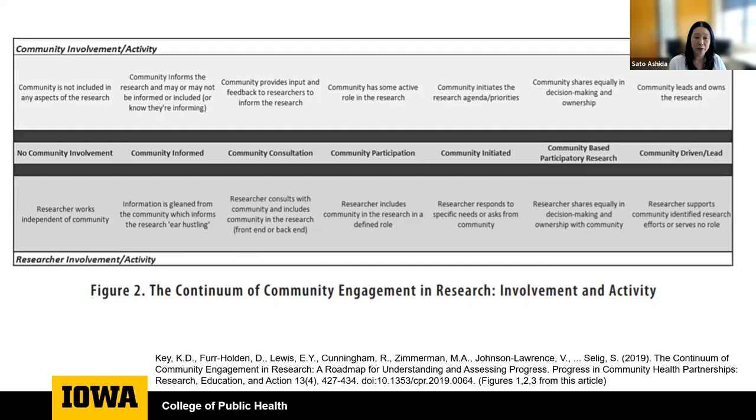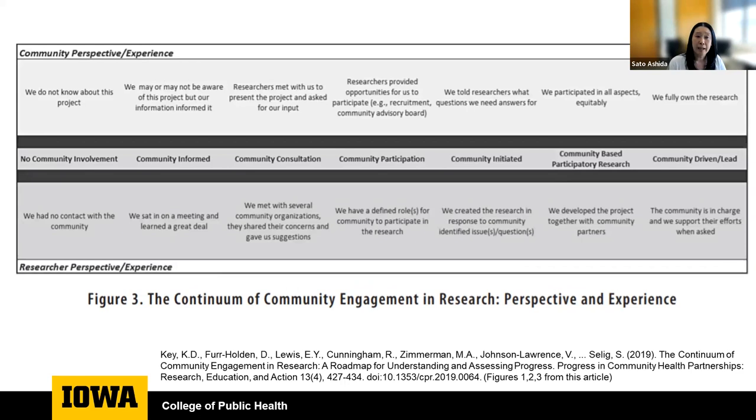This figure shows the same levels of engagement, but now focuses on community's perspectives as well as the researchers' perspectives on engagement. For example, community's perspectives range from "we do not know about this project," to the mid-range of "researchers provided opportunity to participate," to the highest level, "we fully own our research." On the researcher's side, it ranges from "we had not contacted the community" to "the community is in charge of this research and we're supporting their effort."